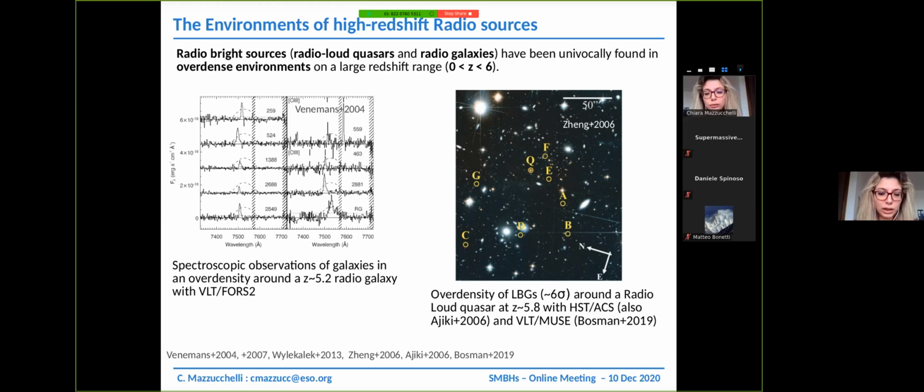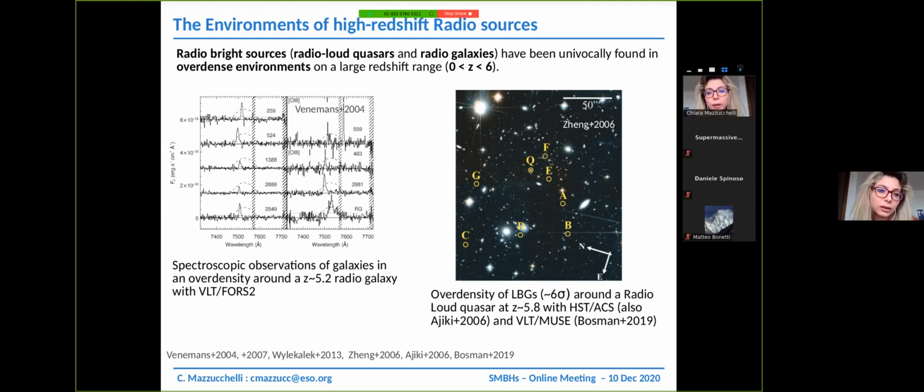That was for a long time the highest redshift radio galaxy discovered. But also there has been a strong signal of overdensity of LBGs in the radio loud quasars at redshift 6, both firstly found with HST and afterwards also confirmed with MUSE at the VLT. And basically these two studies have been the only ones focused on bright radio sources in the epoch of reionization. But this might actually be the type of sources to focus on if we are interested to find overdense environments.